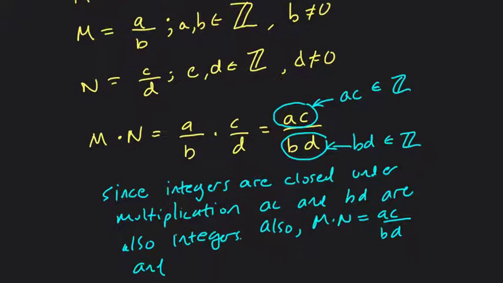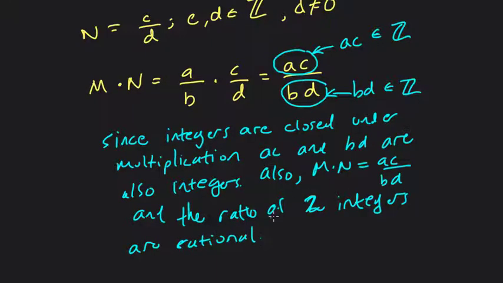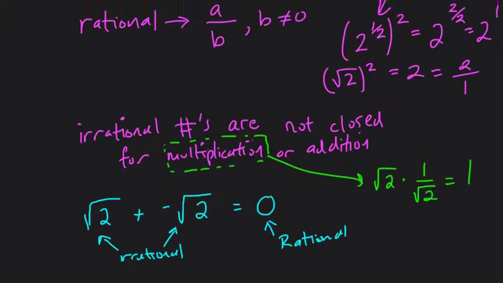And the ratio, or the quotient, or the fraction, of two integers is rational. Now this sounds like circular logic, but you're saying since integers are closed, a times c and b times d are both integers, and this product, m times n, is the ratio of two integers. Therefore, the product of any two rational numbers is also rational, because the ratio of two integers is rational. So that might be a way, if you had a longer question and had to explain yourself, you could show that the product of any two rational numbers is also rational.